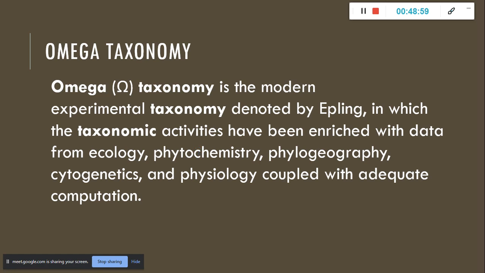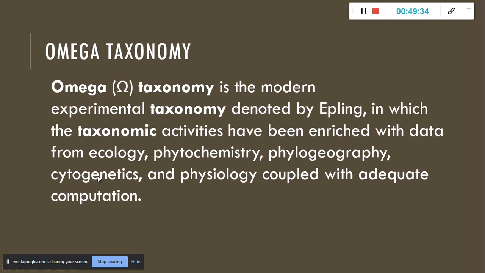Then another taxonomy is omega taxonomy. Omega taxonomy is the modern experimental taxonomy. It was denoted by a scientist known as Epling, in which taxonomic activities have been enriched with data from ecology, phytochemistry. Phytochemistry is plant chemistry. Phytogeography, phylogeography, that is geography, biogeography you can call them. Animals living in different regions, you study animals which have got different biochemical compositions.